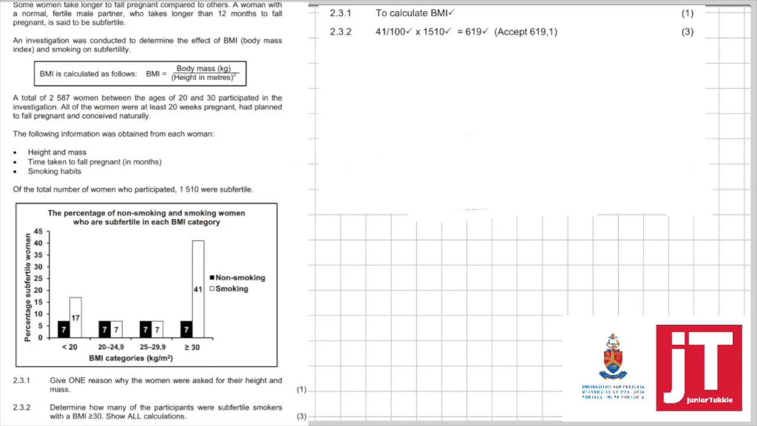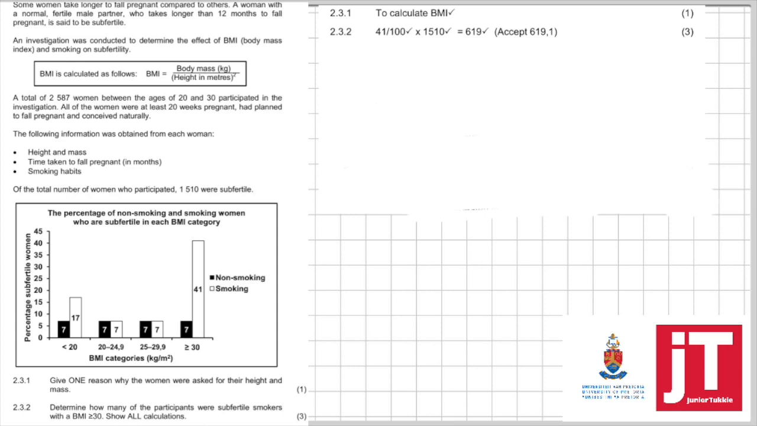Carrying on, 2.3. Some women take longer to fall pregnant compared to others. A woman with a normal, fertile male partner who takes longer than 12 months to fall pregnant is said to be subfertile. An investigation was conducted to determine the effect of BMI, body mass index, and smoking on subfertility. Body mass index is calculated as BMI equals your mass in kg over height in meters squared.